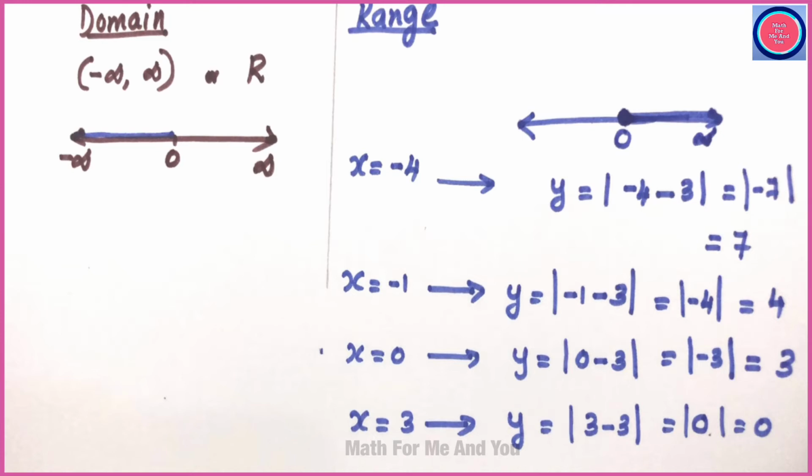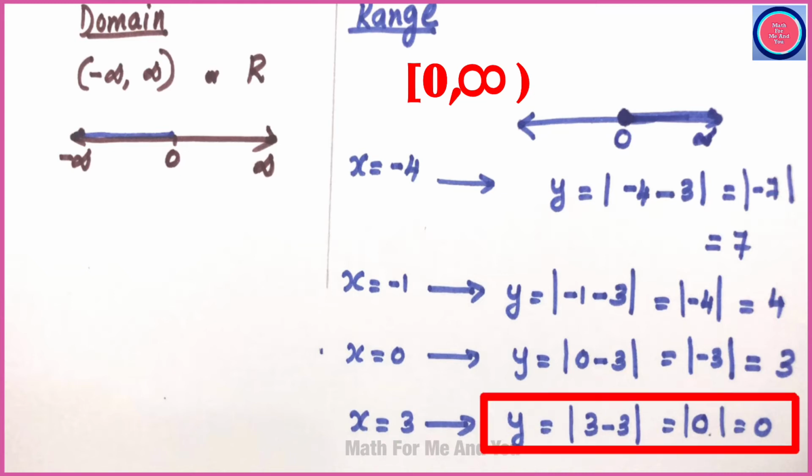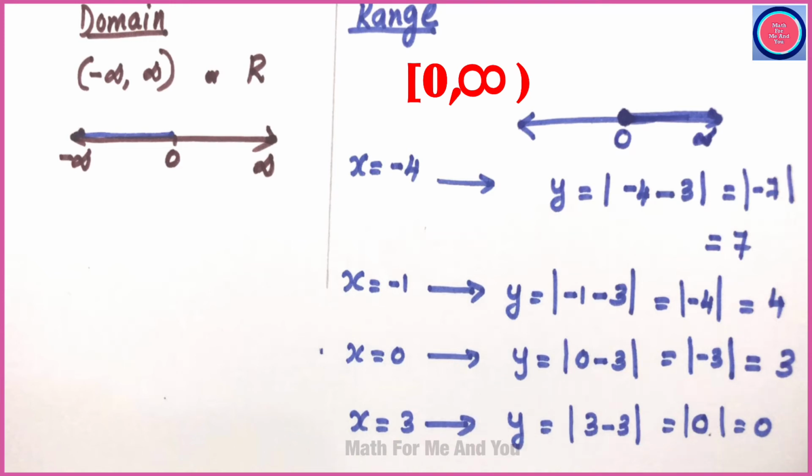We can write here what the range is. Y values range from 0 to infinity. Closed at 0, infinity. Infinity we always open. Why do we close at 0? Because we are getting the value 0 for y. Y equals 0 at x equals 3.